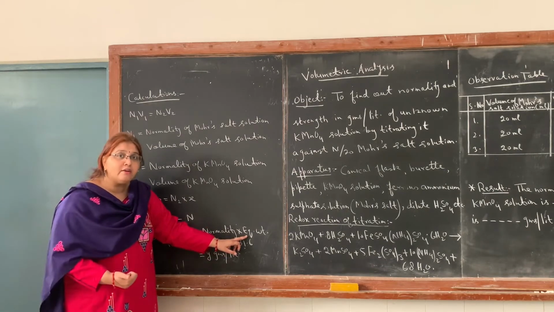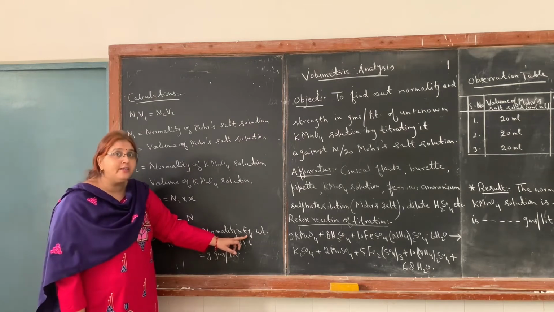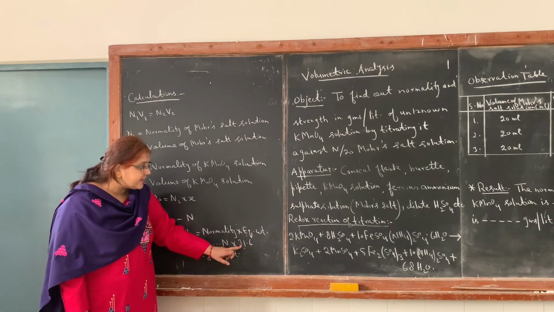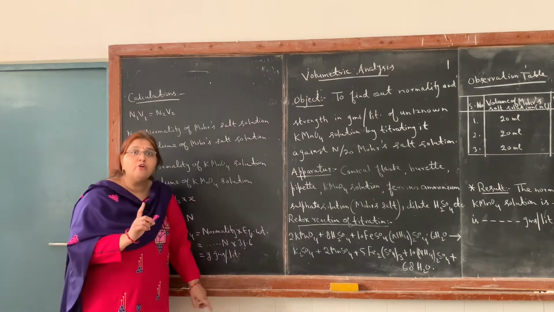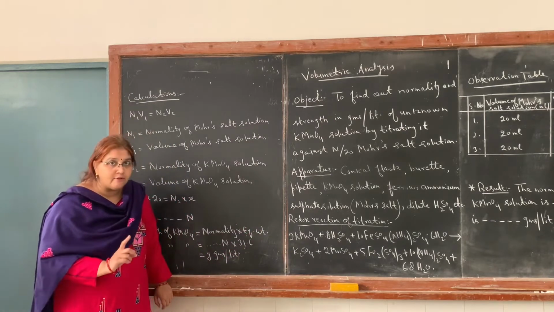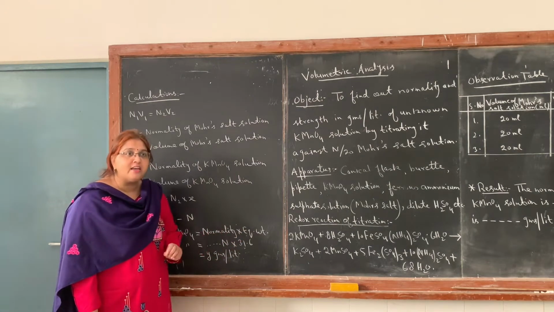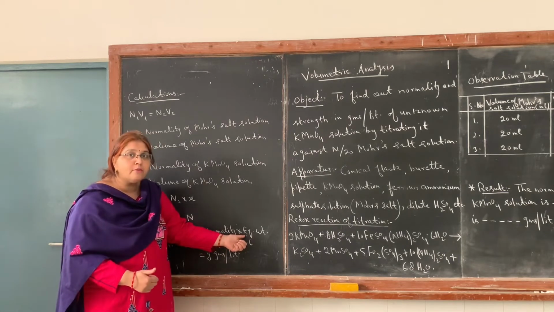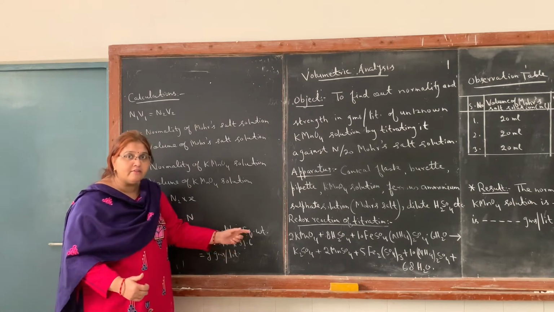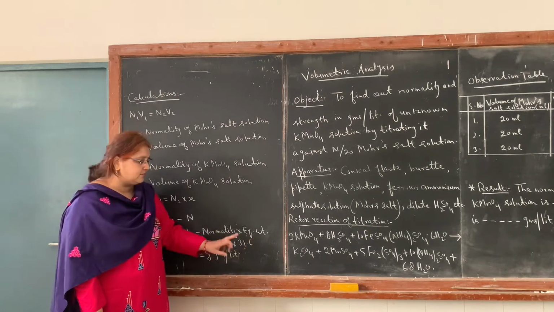Now from where have we got this equivalent weight? It is the molecular weight divided by the N factor. In this case, we have just told you that a change of 5 electrons takes place, so the N factor is 5. So the molecular weight divided by 5. In the case of KMnO4, the molecular weight is 158, divided by 5, which gives you 31.6.